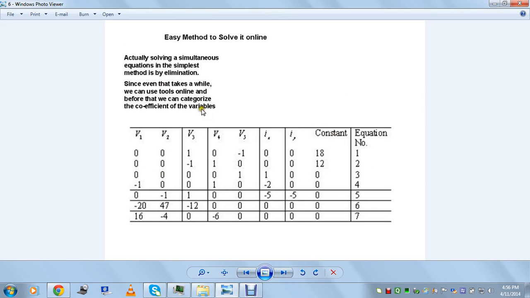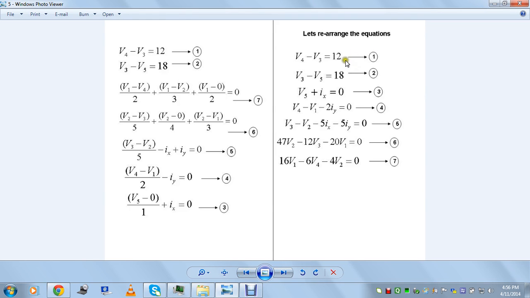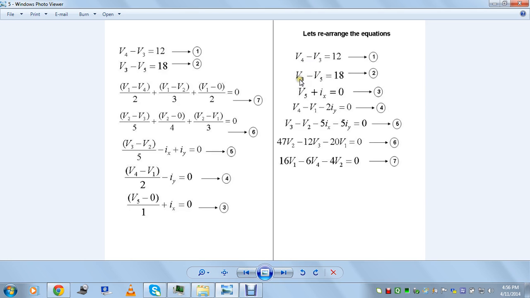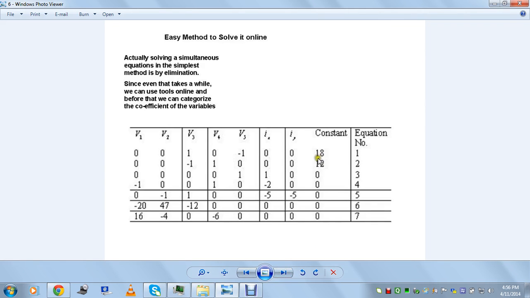As I said a while back, I was discussing the coefficients. These are the coefficients of V1. When you talk about equation number 1, our equation was like this, and you see V1, V2, V4 are absent. So you will find here V1 0, V2 0 and V4 as 0. Now V3 and V5 are existing. So V3 minus V5 is equal to 18.